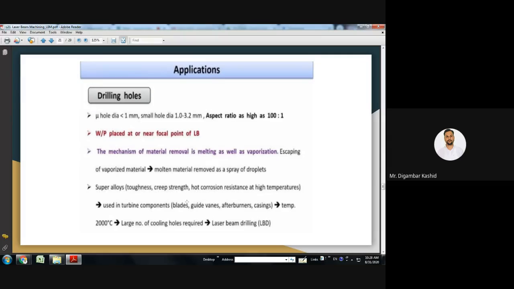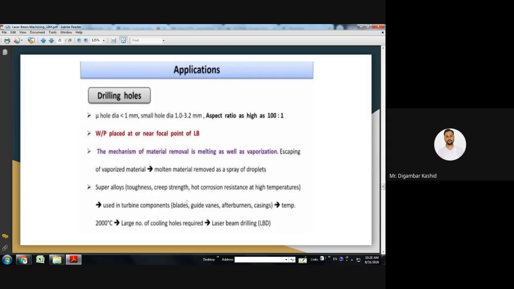Laser beam drilling is used for drilling miniature holes in diamond dies, which are used for wire drawing operation. In wire drawing operation diamond dies are used, and in those diamond dies we need to drill miniaturized, that means mini holes. So for that purpose laser beam drilling is the option for us.